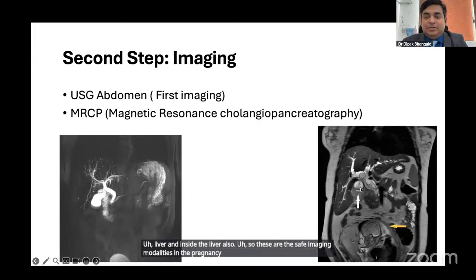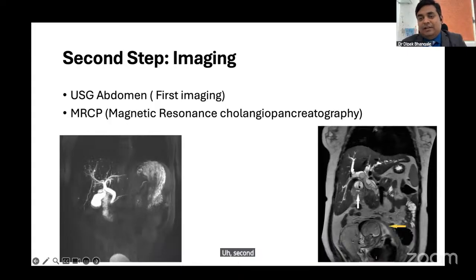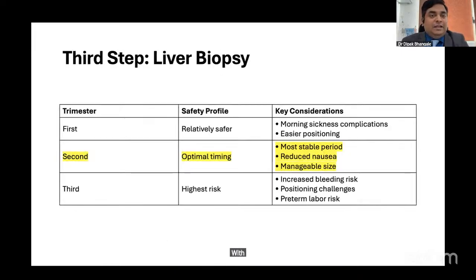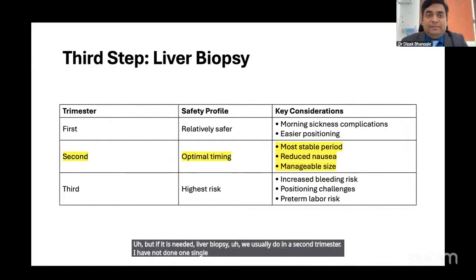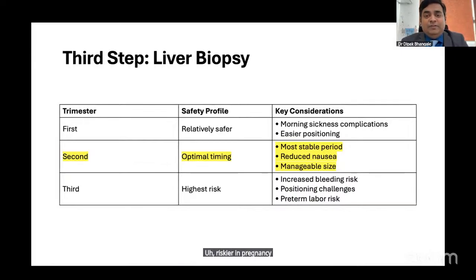This is our case. You can see here the gallbladder mass we are seeing. This is a pregnant woman, I think in the second trimester, and we diagnosed the gallbladder mass with this imaging. Third step, which we usually avoid, but if needed, is liver biopsy, which we usually do in the second trimester. I have not done a single liver biopsy in a pregnant woman because it is a risky affair in pregnancy. So we avoid this type of invasive procedure in pregnancy to diagnose liver disease.